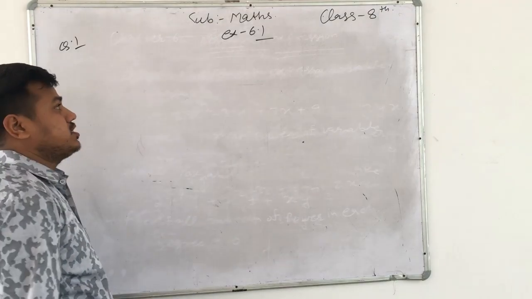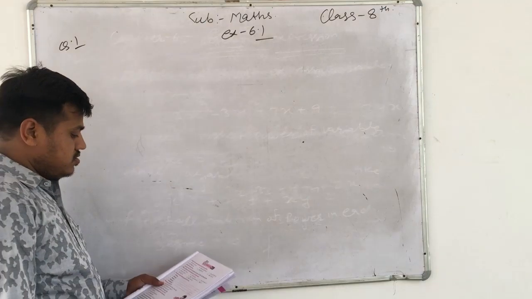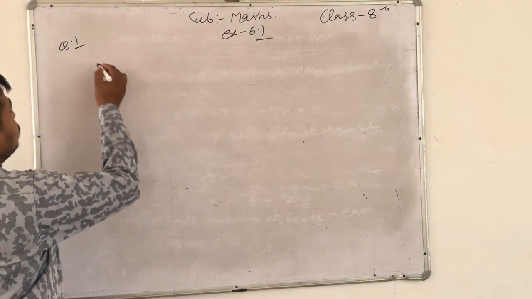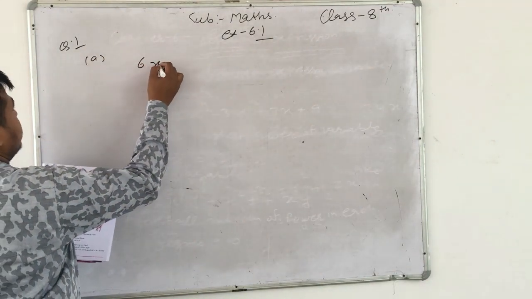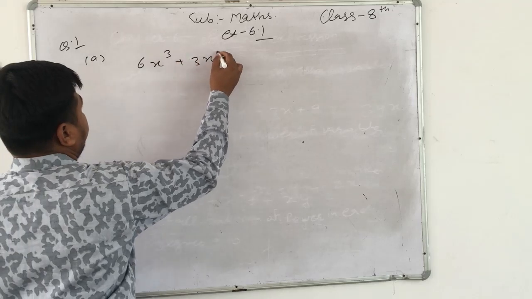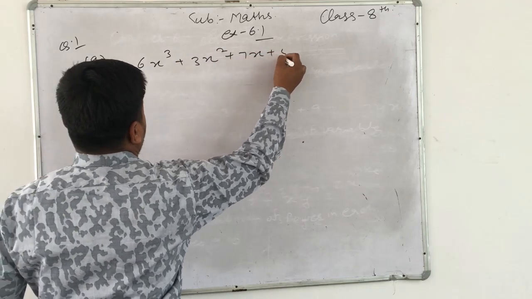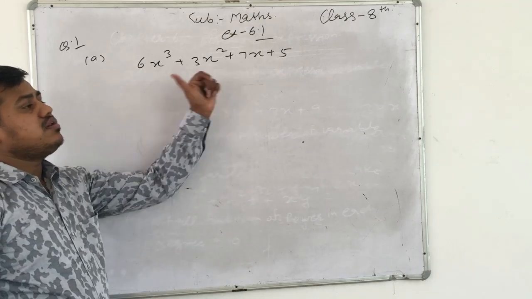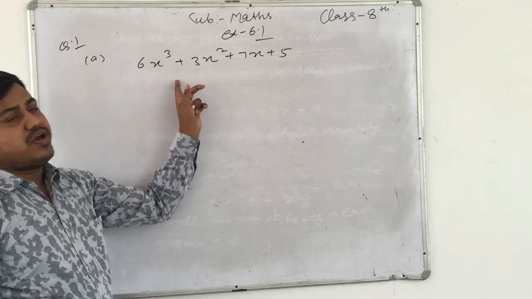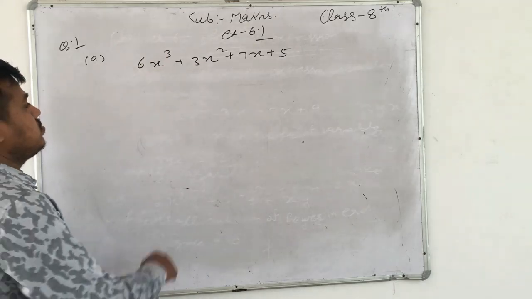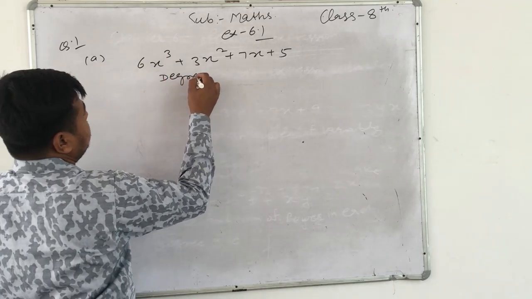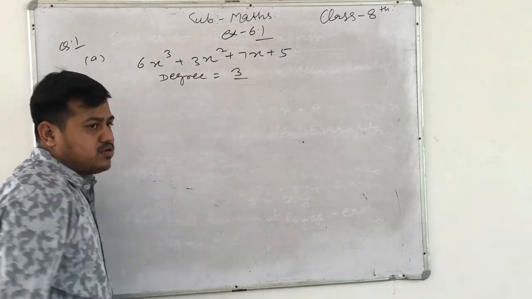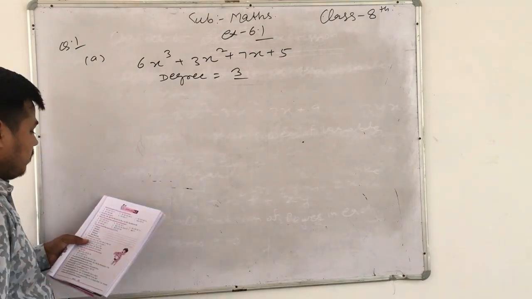Polynomial and algebraic expression are same. So, degree of the polynomial. First question: 6x cube plus 3x square plus 7x plus 5. Algebraic expression in one variable. Clear? In one variable. The maximum power of variable is 3. So the degree is equal to 3. Remaining questions, do it yourself.